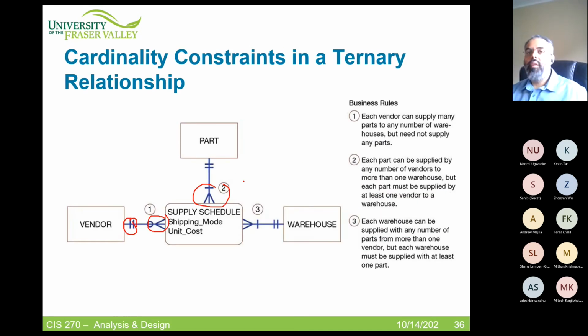So if we have an attribute that is related to a relationship and we have many-to-many, it's better to have an associative entity. And if we have a ternary, which means that you have more than one entity type related to it, it's also better to have an associative entity for this.